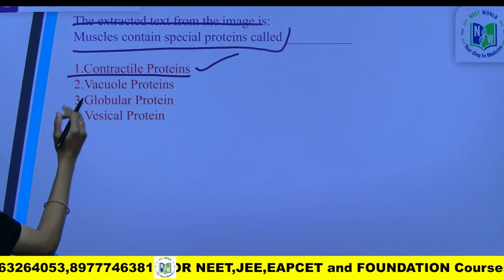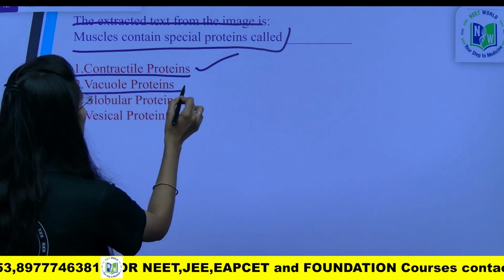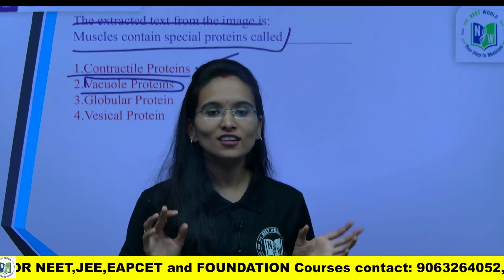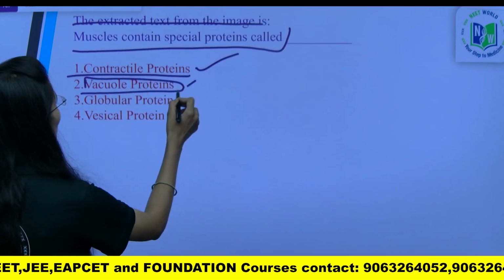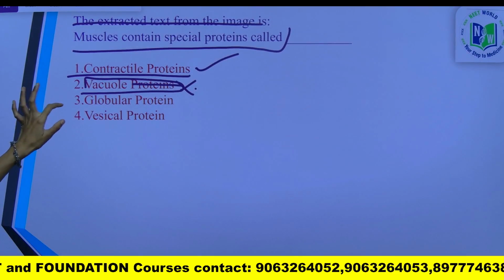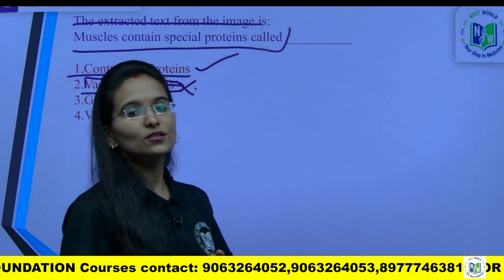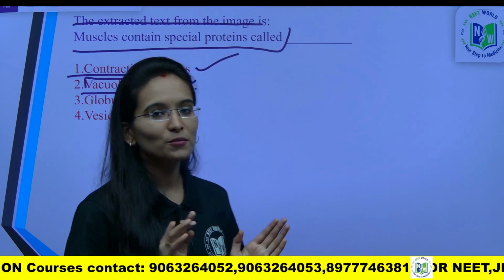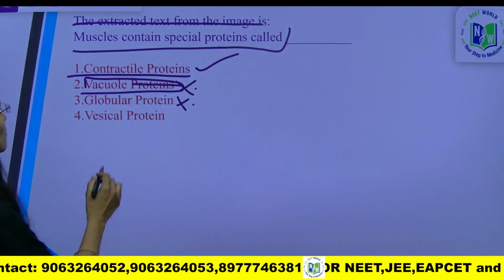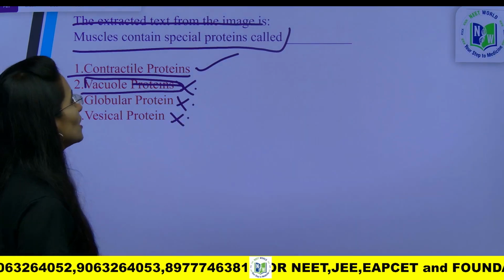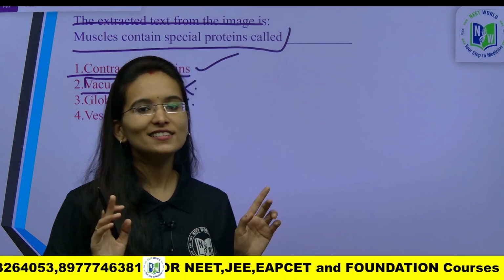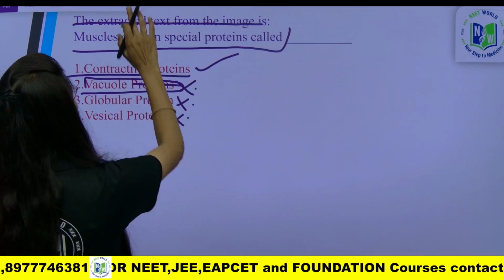When it comes to the other three options, vacuole proteins, these are wrong, students. This question is related to the cell organelle vacuole, so it is wrong, and there we cannot find the proteins also. And next, coming towards option 3, globular proteins. It is related to the hormones, so this is also the wrong option. And next, coming towards 4, vesicle protein, it is also completely wrong. So related to muscles, these are made up of proteins called contractile proteins.